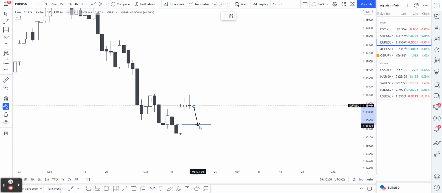Potentially we can see a move down and then a continuation up, or we could see price first sweeping the highs and then going lower. So those are the two scenarios on the daily that I would be looking at.